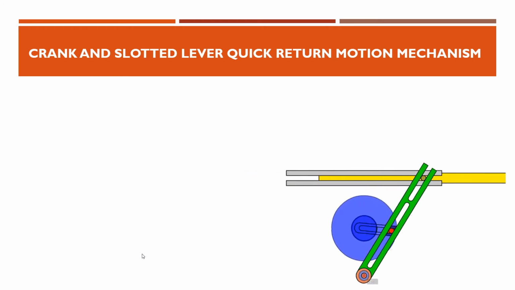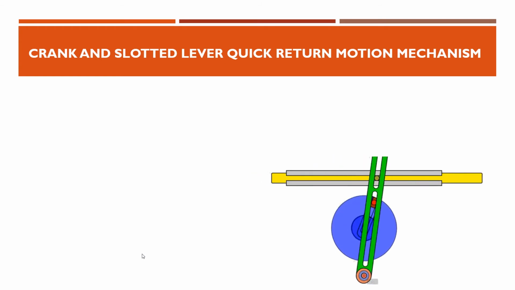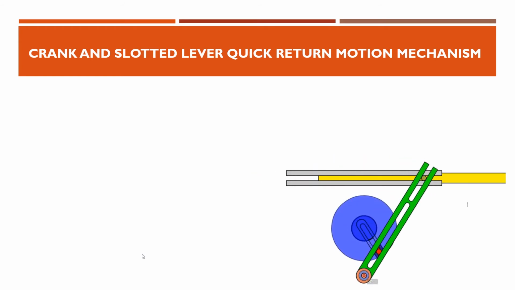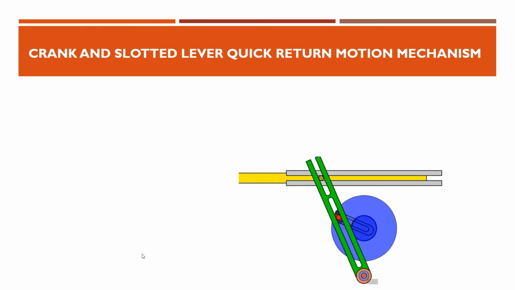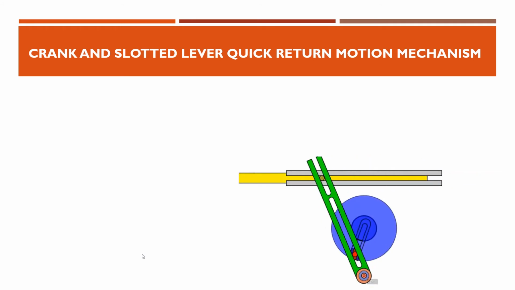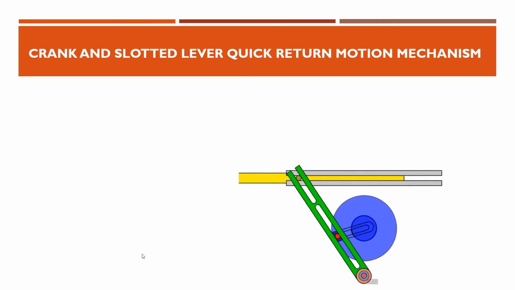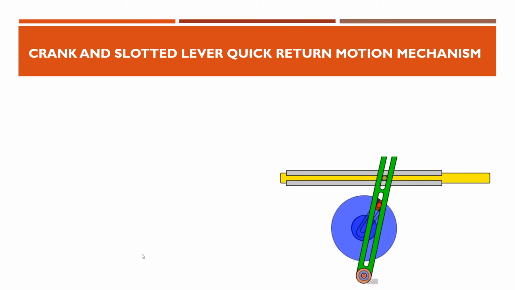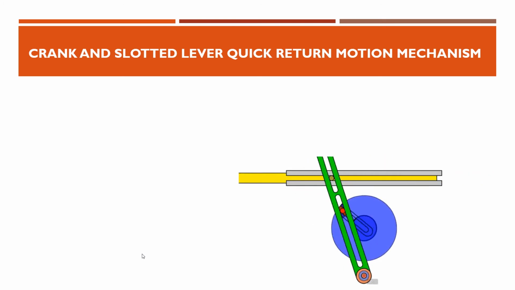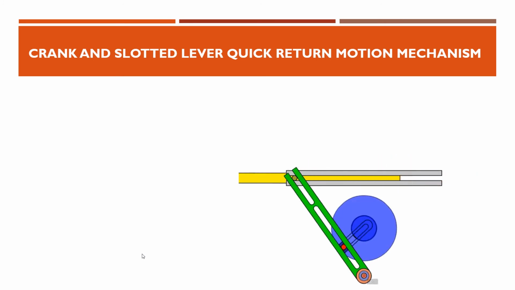this is a forward stroke. During the forward stroke, this is moving slowly, whereas in the return stroke it is reciprocating quickly. That is why it is called the quick return mechanism. Look closely at this animation. This is the forward stroke. Here it is moving slowly, whereas in the return stroke it is moving quickly. That is why it is called the quick return mechanism.